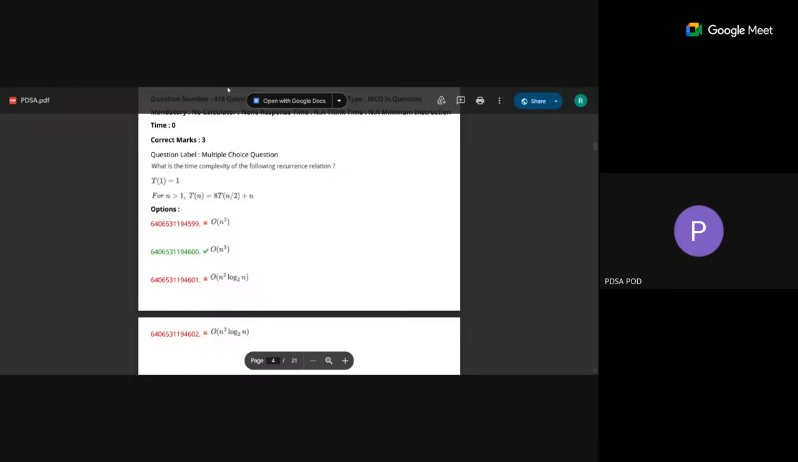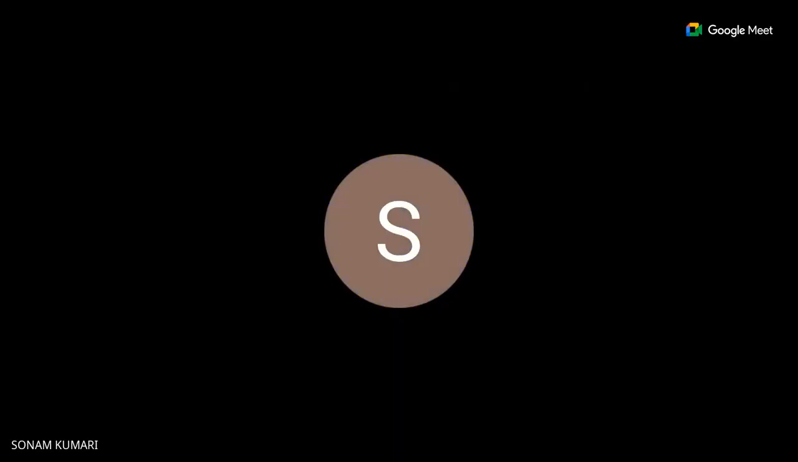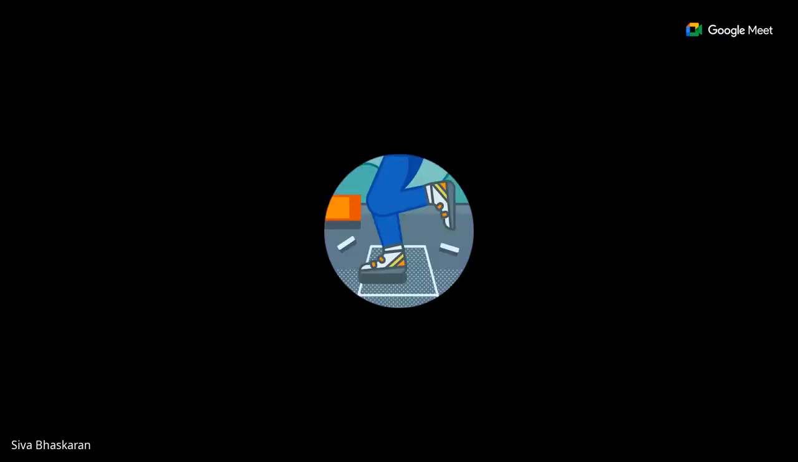So my question is, for finding the shortest path, we use Dijkstra's algorithm, or sometimes we use Bellman-Ford's. So why do we use Bellman-Ford's instead of Dijkstra's? Cycles. See, look, I'm sharing my screen quickly then. For example, let me share my screen.